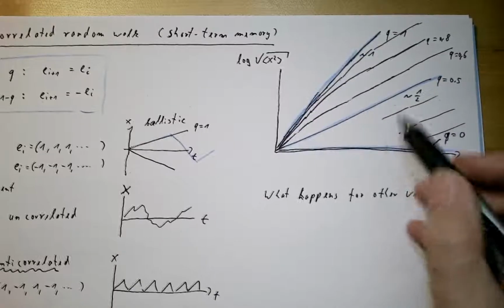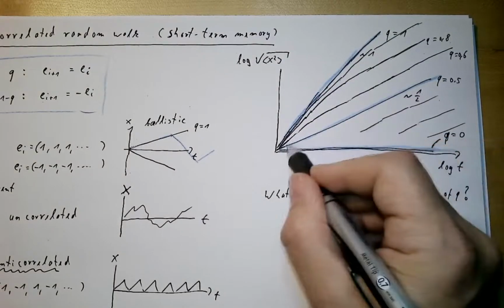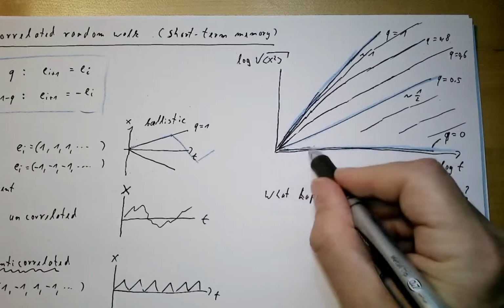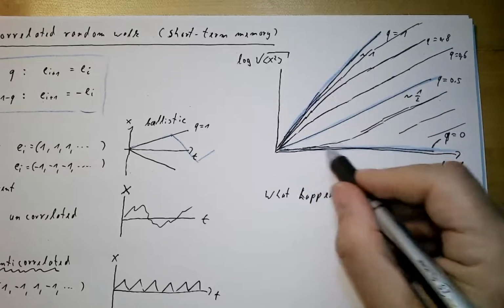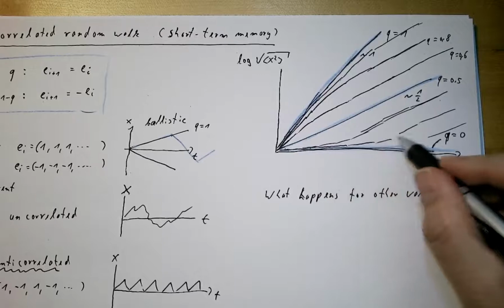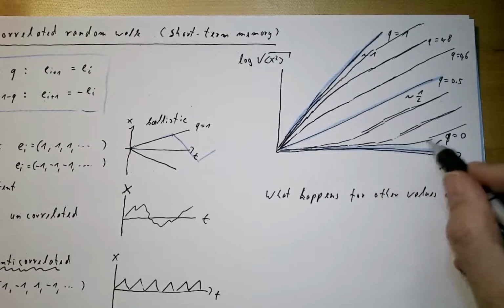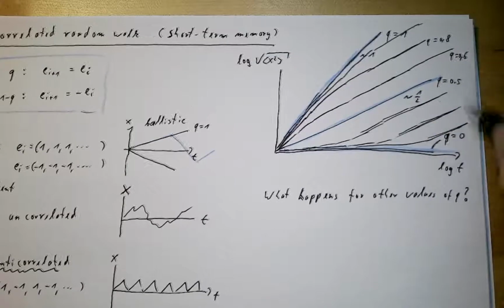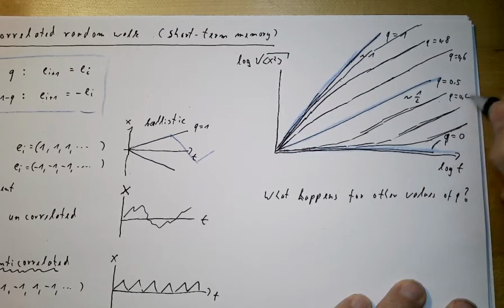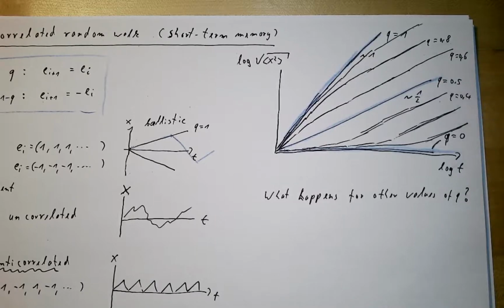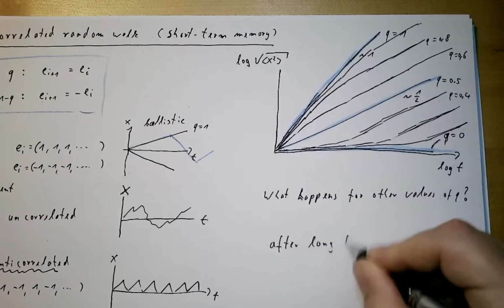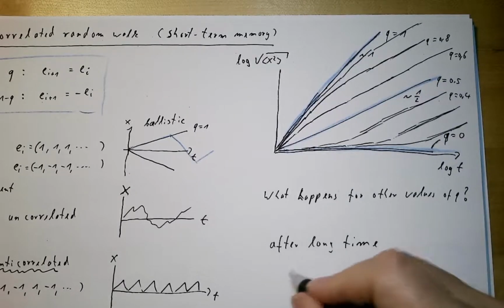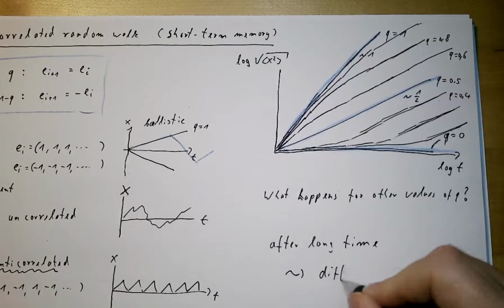Similar in the anti-correlated walk. In the anti-correlated walk also we start, we don't see anything at all, no movement, but after a certain time we have diffusion. And if q goes smaller, stronger anti-correlation, it takes longer until we go over to the diffusive behavior. So q equal 0.4 and so on and so forth. So you see, after a long time we obtain a diffusive behavior.